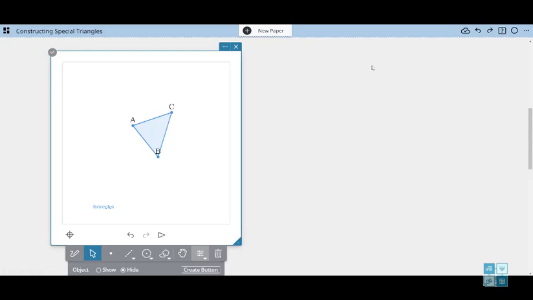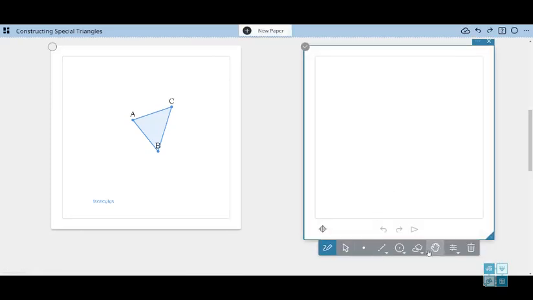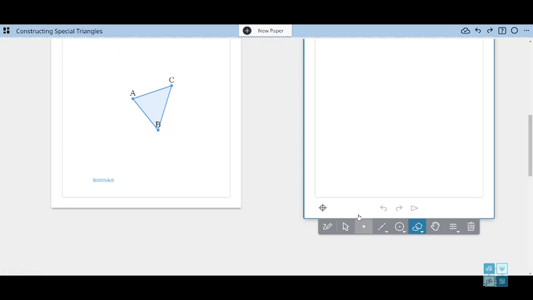So let's think about the same thing if I want to do an equilateral triangle. So I'm going to pull up another geometry sticky here. This time we're going to focus on equilateral. So equilateral triangle.